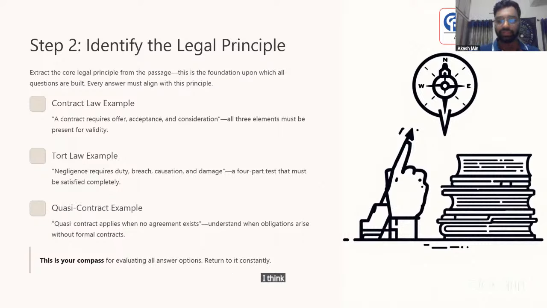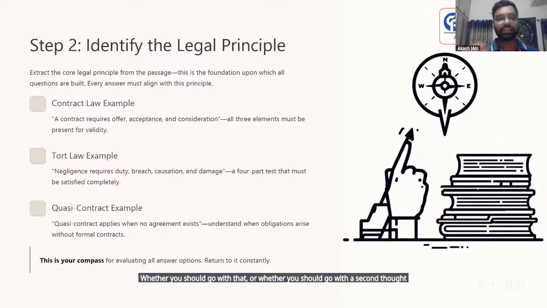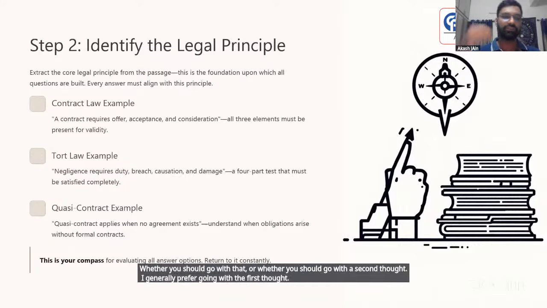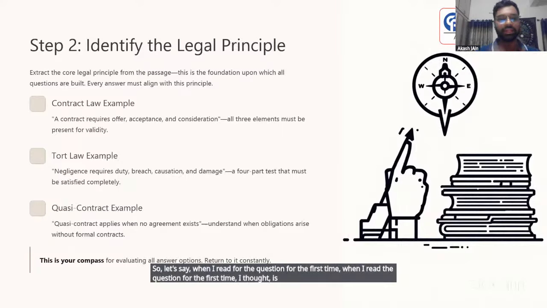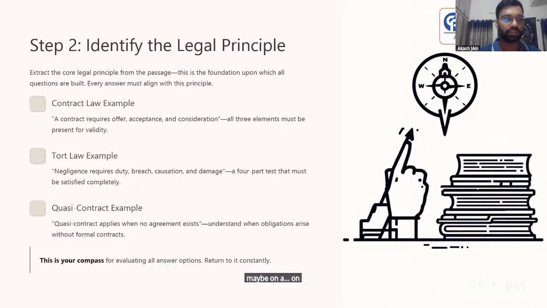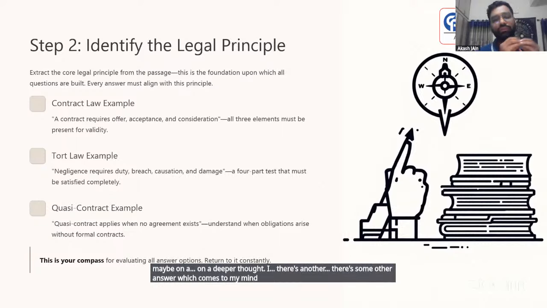I think what you're asking is whether, when you get an answer in the first reading, you should go with that or with the second thought. I generally prefer going with the first thought. So let's say when I read the question for the first time, I thought A is the answer, but then later on, on a deeper thought, some other answer comes to my mind. I would prefer that you go ahead with the first choice, because usually the second choice you're getting is because of overthinking. You're thinking more than what is necessary, and therefore you should always go ahead with the first choice.